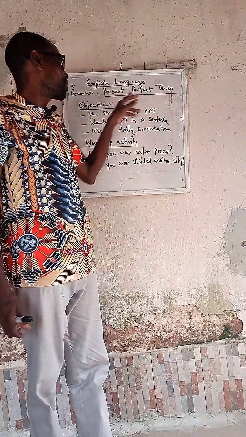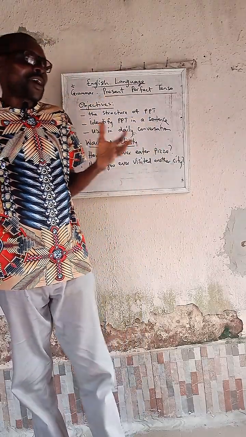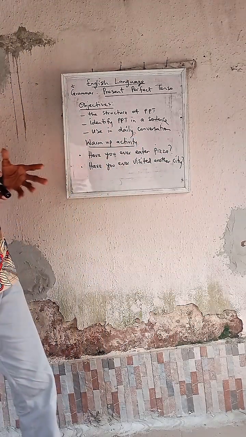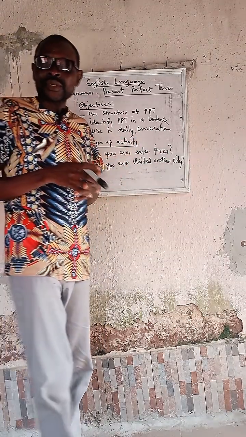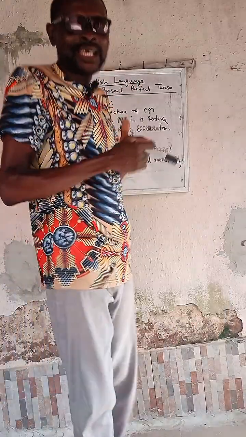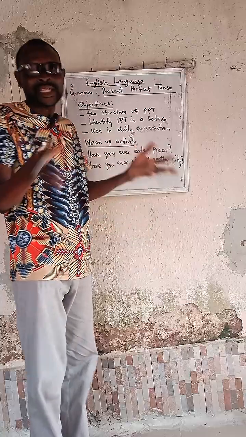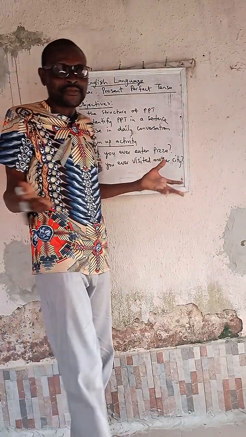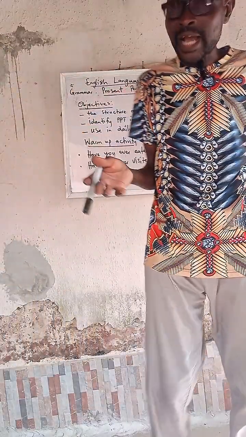Okay, present perfect tense. How do you express yourself in present perfect tense? The objective of this lesson is to look at the structure of present perfect tense. We'll also identify this tense in a sentence, so that when you see it, you should be able to identify, oh, this is present perfect tense. And when do we use it in our daily speech? How do we use it in our daily conversation? These are the things we're going to consider today.